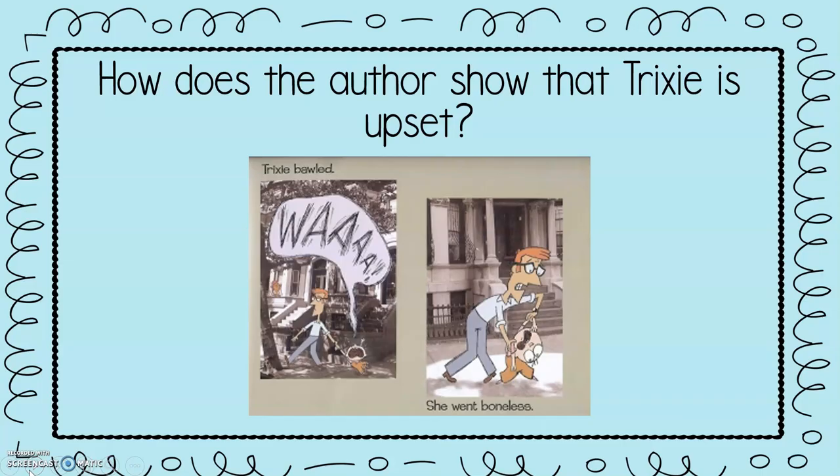On this page, it says Trixie bawled, and then you see, wah! She went boneless. You can see her dragging. Her dad has to carry her. So how does the author show that Trixie is upset? The author didn't just say Trixie was sad, or Trixie was mad, or Trixie wanted her bunny. No, the author used words and phrases to show us exactly how upset Trixie was. Trixie bawled. She cried so loudly. She went boneless. That gives me an image in my head to help me understand how Trixie is feeling.